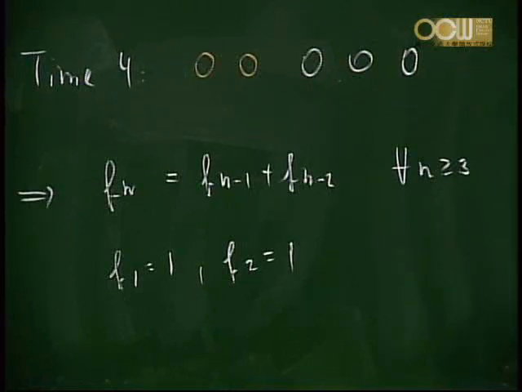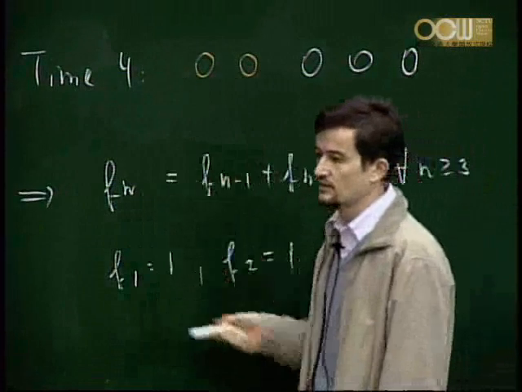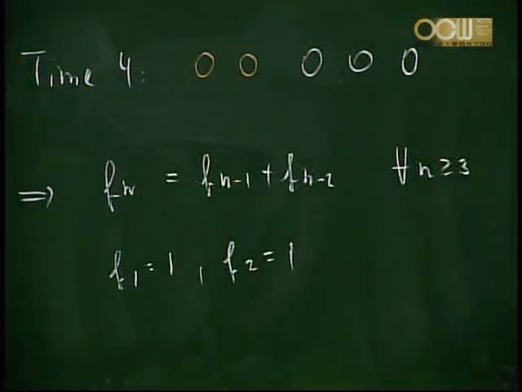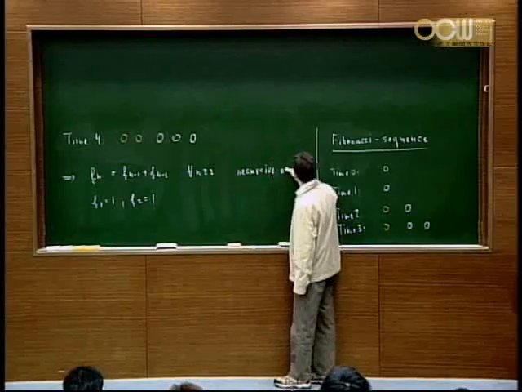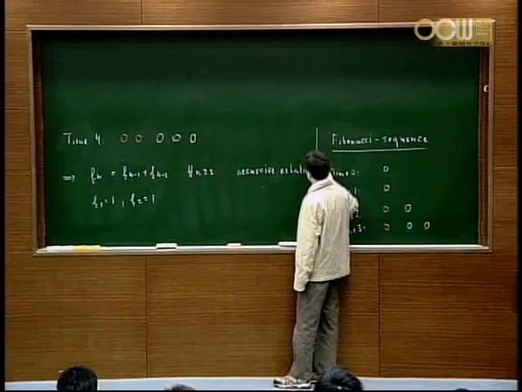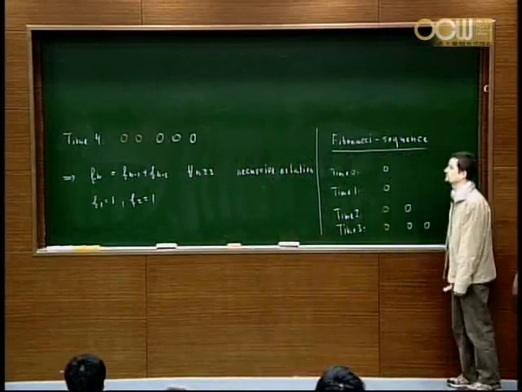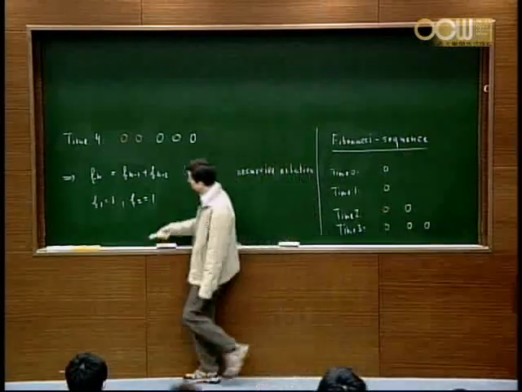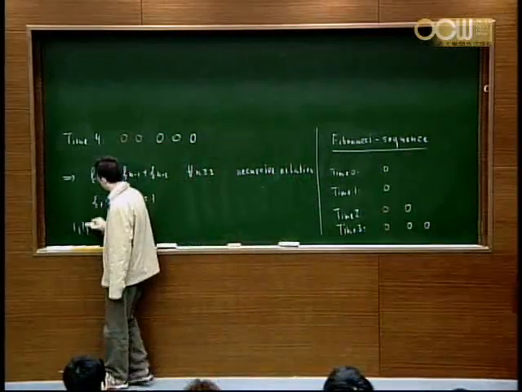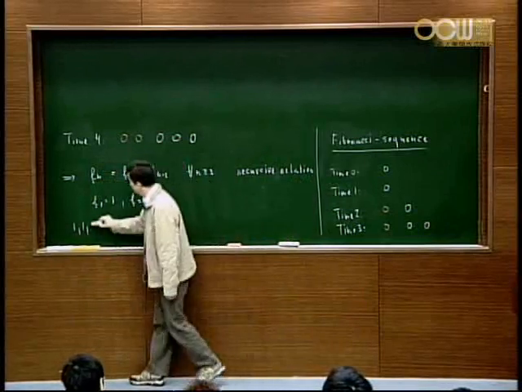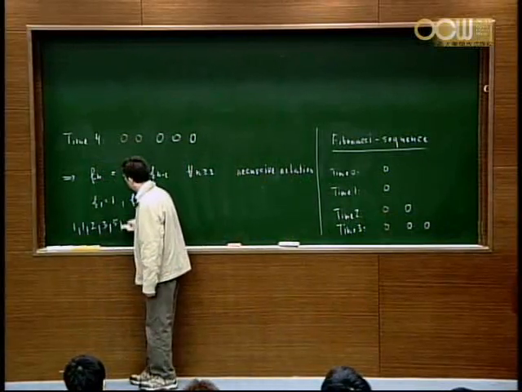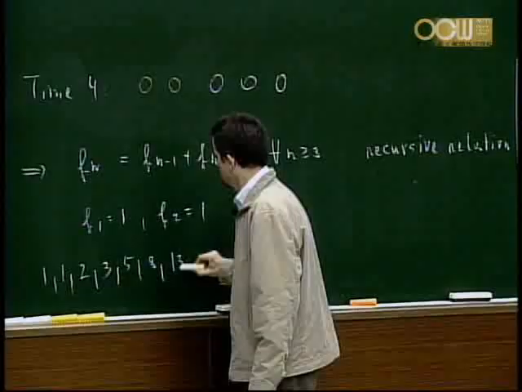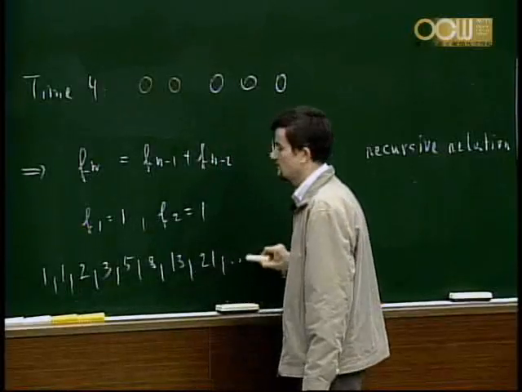Okay, and this way of describing a sequence, you describe the sequence by a recursive relation. So this is called a recursive relation. Now this produces obviously a sequence 1, 1, and then you always look at the previous 2 and you add them: 2, 3, 5, 8, 13, 21, and so on.